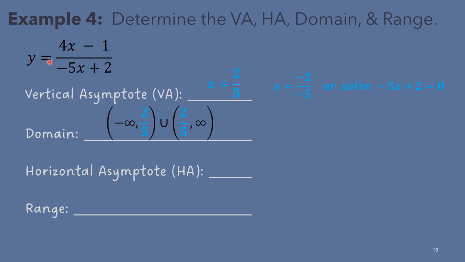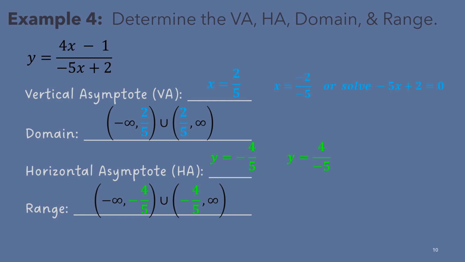Look at those leading coefficients of your linear terms, 4x over negative 5x. Remember, they have the same degree, so you can divide those coefficients. 4 over negative 5 is negative 4/5. The negative just applies to the entire fraction. So our horizontal asymptote is y equals negative 4/5. And then our range is broken by that value, negative infinity to negative 4/5, union negative 4/5 to positive infinity. Again, ranges from bottom to top.